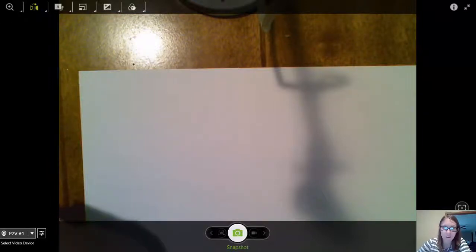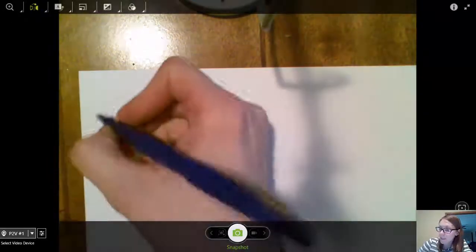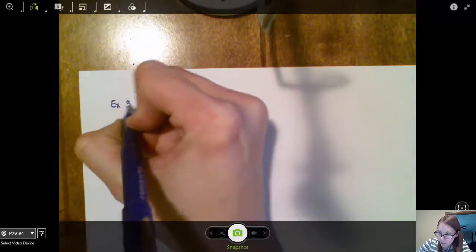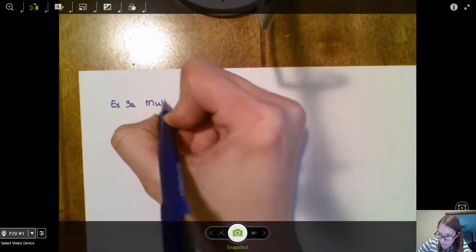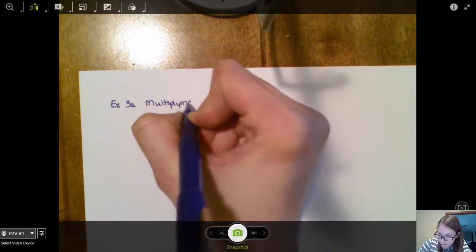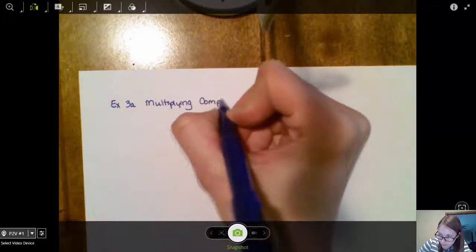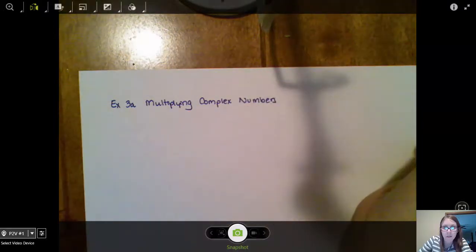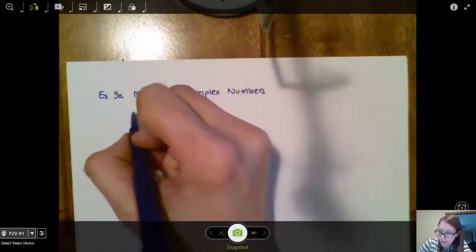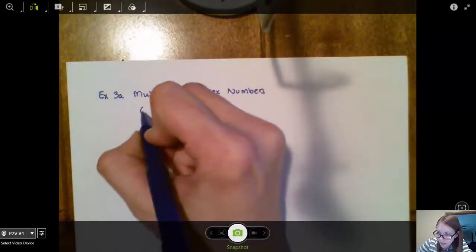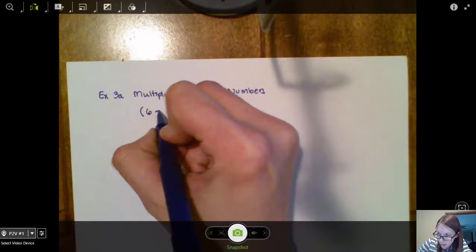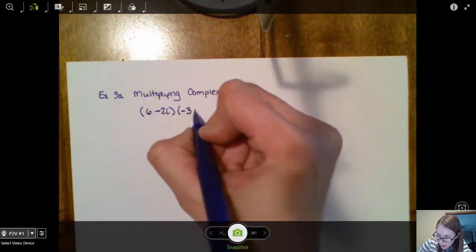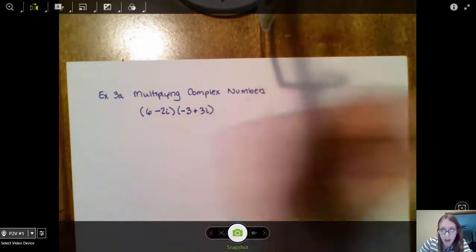Like I said, we can also multiply and divide complex numbers. So let's take a look at multiplying complex numbers in example 3a here. And when we multiply complex numbers, we might see something like this. 6 minus 2i times negative 3 plus 3i.